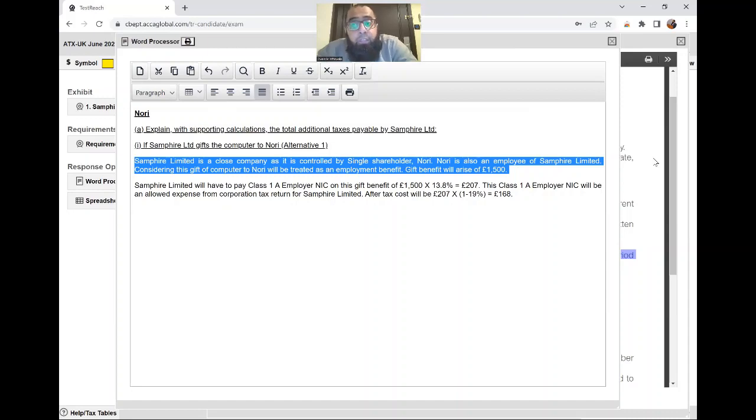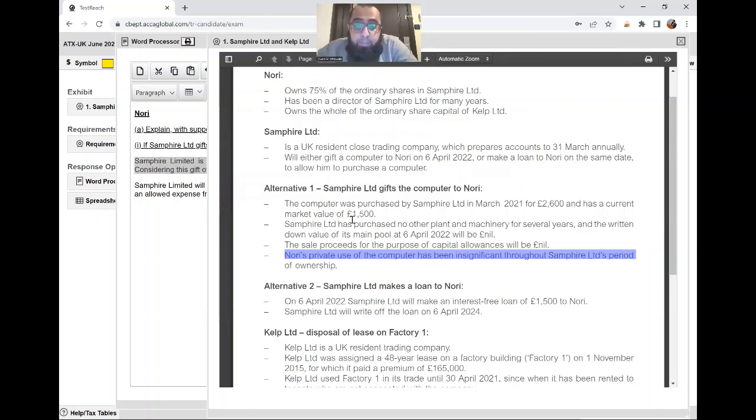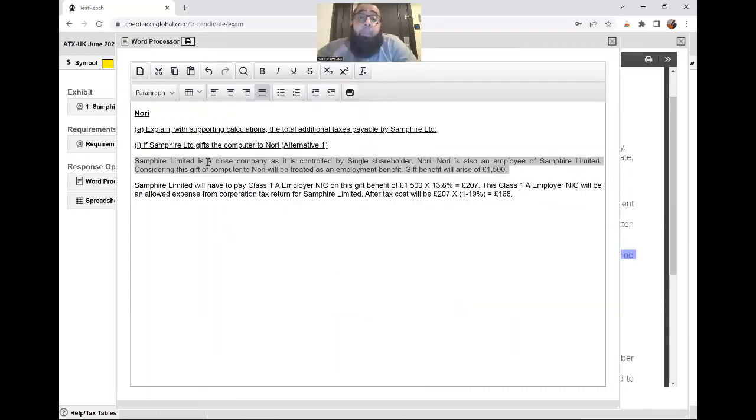Now, when we do the working of gift benefit, we look at the market value. And the other working is of usage benefit. But here we will not do the working of usage benefit because Nouri's private use throughout the Samphire Limited period of ownership was insignificant. So there would be no usage benefit. The gift benefit will be based on market value. Now on this gift benefit, income tax will be payable. But that income tax will be payable by Nouri. We are not doing working for Nouri. We are doing working for Samphire Limited.